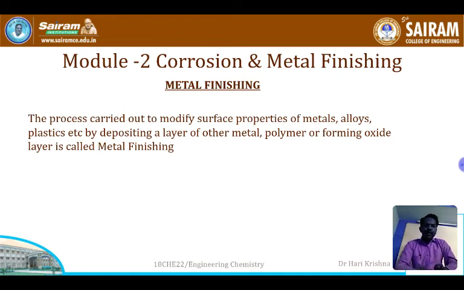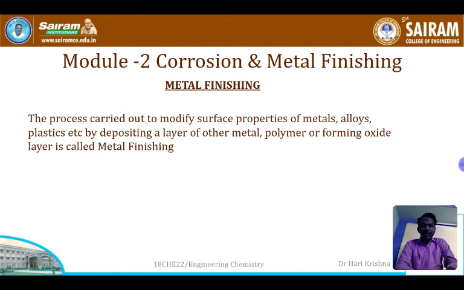So in simple terms, metal finishing means depositing one metal on the surface of another metal or alloy or a non-metal or a plastic. So I repeat, depositing one metal on the surface of another metal or non-metal or plastic only to improve the surface characteristics of the metal is known as metal finishing.